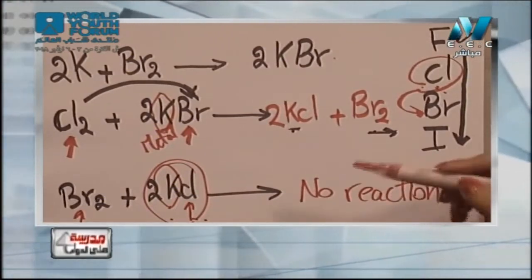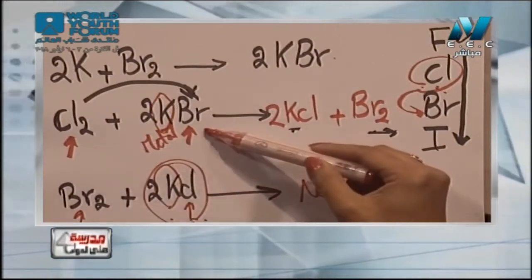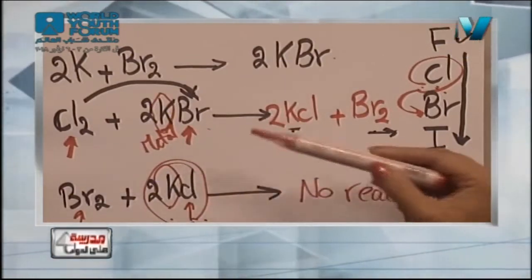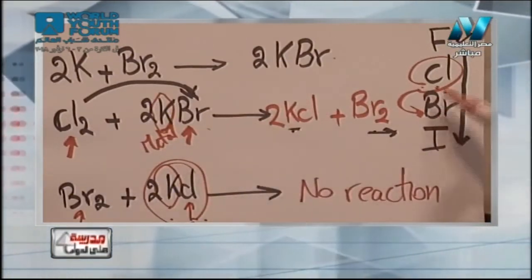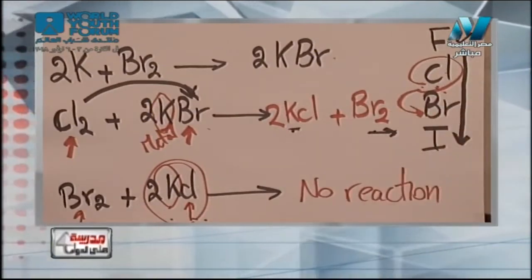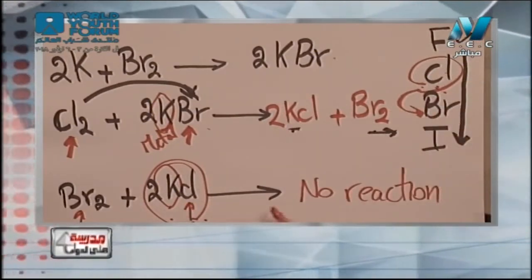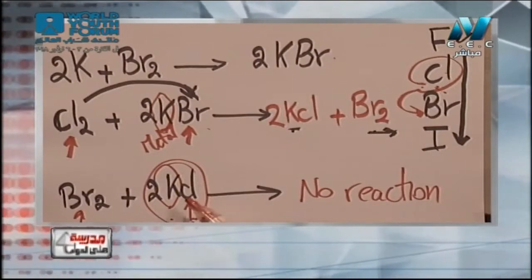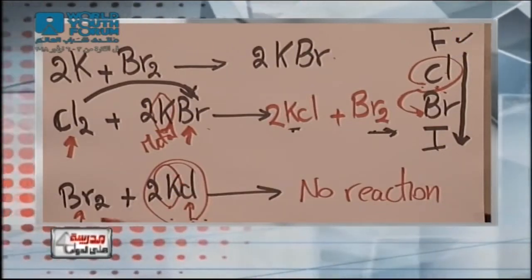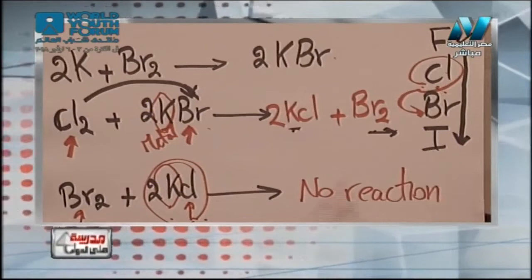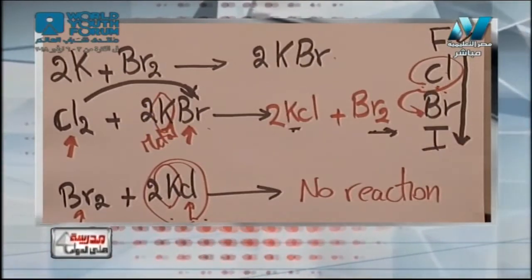Okay, why does chlorine replace bromine? Because it is more active, or it is above it in the group, like this. But why can bromine not replace chlorine, or there is no reaction? Because chlorine is more active and bromine is found below it in the halogen group.